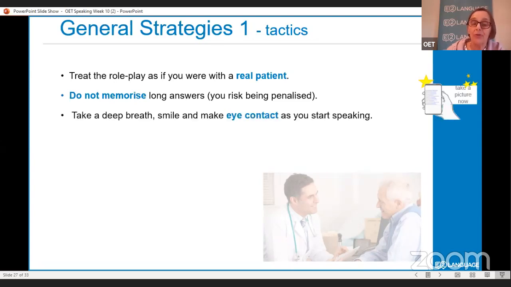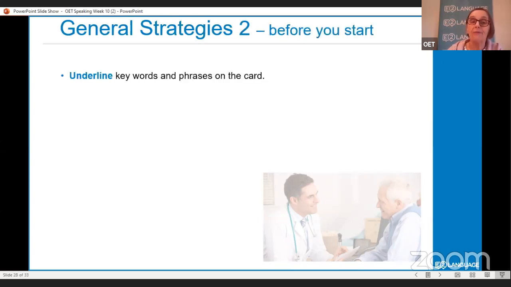Take a deep breath and smile. Make eye contact before you start speaking. Oh, yes. And that's why if you've got the card, hold it up. You've written on it, you've got your notes. Don't put it down. Hold it up in front of you when you're speaking and doing the role play. Much better.